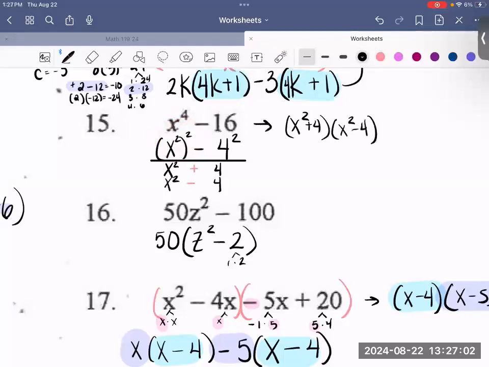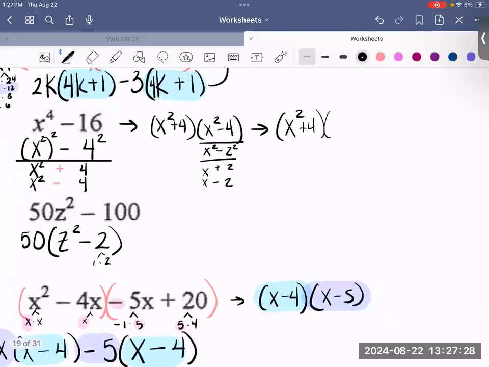Now, are we done with this version? We're not. Looking at one of these two is another perfect square. X squared minus 2 squared. Writing out 2 and 2, one positive, one negative. So your final response should be as such. Now there's no such thing as the sum of squares, so this one does not get broken up because there's an addition sign.